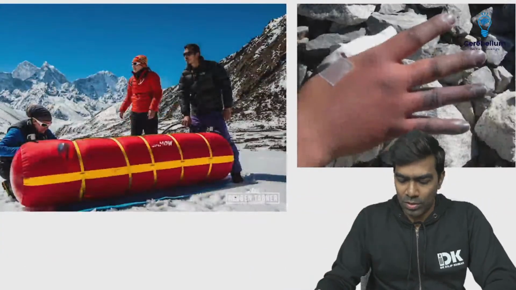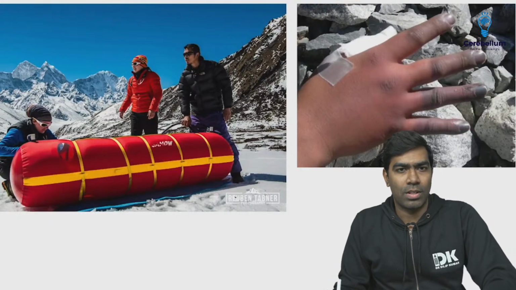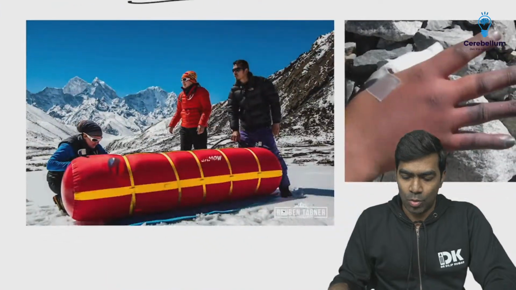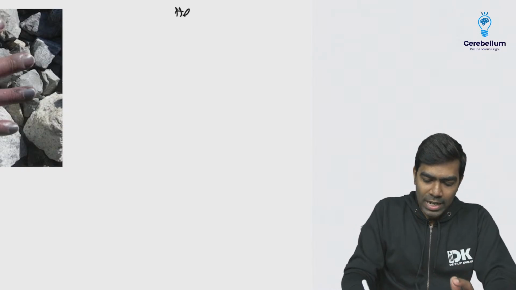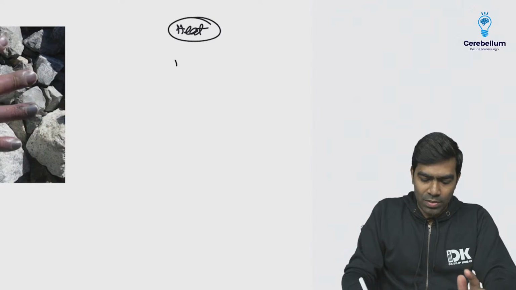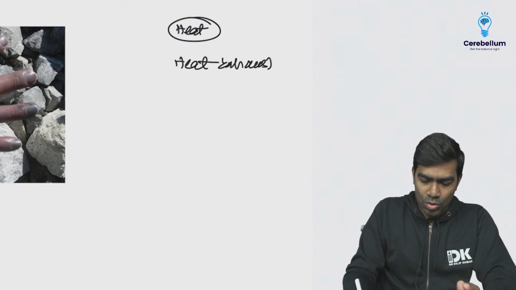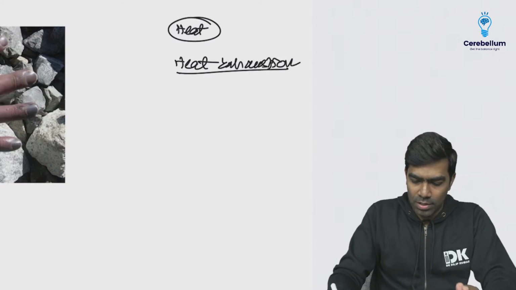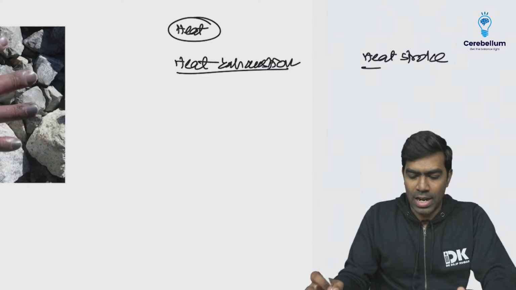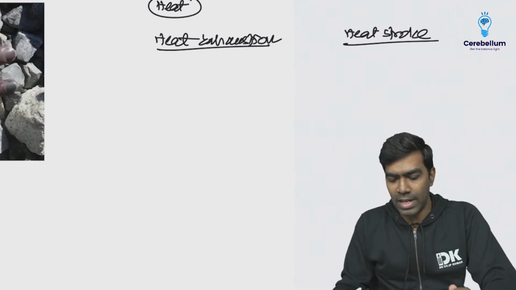Okay, coming to some of the key environmental issues. There are key environmental issues which I want to discuss. One is heat related illness, second is altitude related illness, and third is cold related illness. When you talk about heat related illness, the usual thing they're going to ask in exams is the difference between heat exhaustion and heat stroke. How will you differentiate between heat exhaustion and heat stroke?